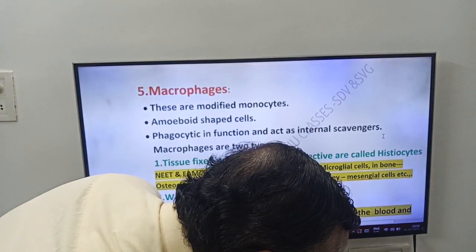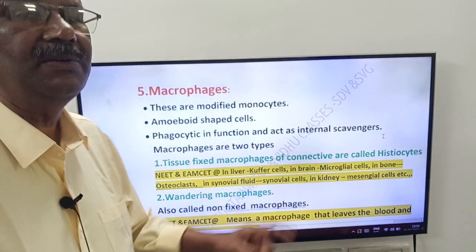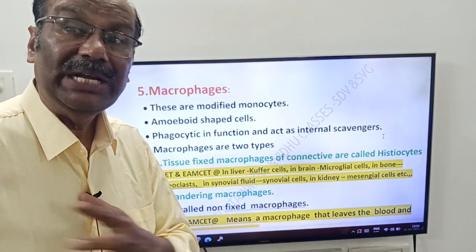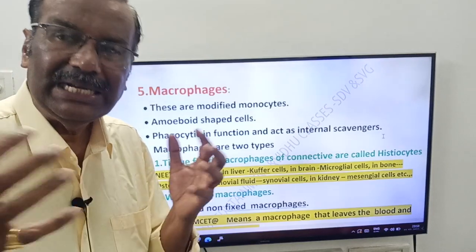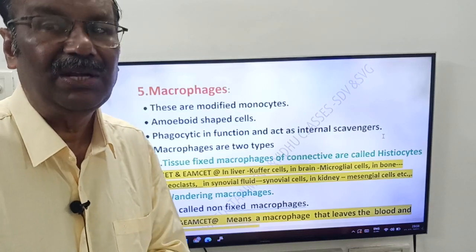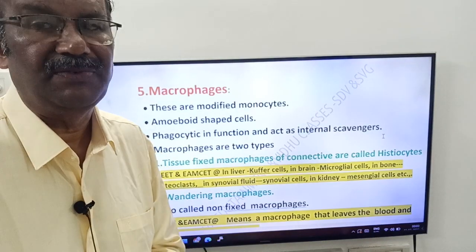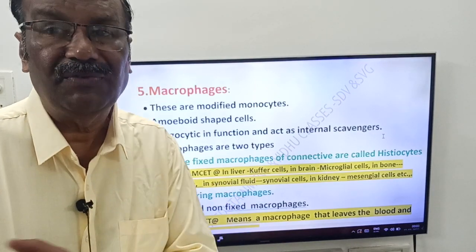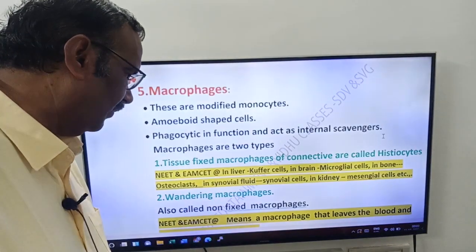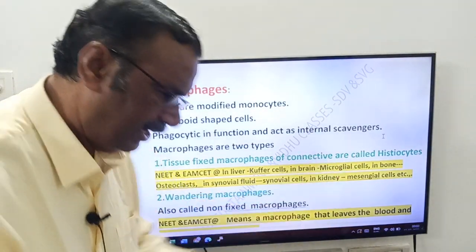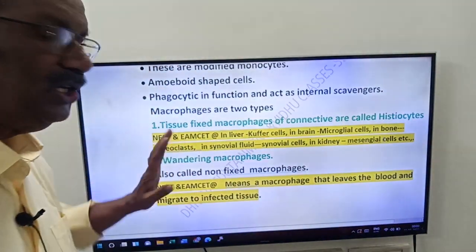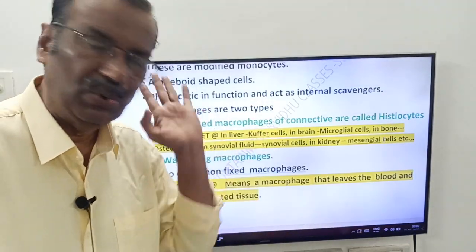Now come to wandering macrophages. Friends, what are wandering macrophages? Also called non-fixed macrophages. These wandering macrophages move from blood to infected areas, and they kill or engulf those microorganisms. So because of that, we call them wandering macrophages. Wandering, they move from one place to other place, whereas fixed macrophages won't move from one place to other place. Okay, friends. See, friends, for NEET and MCET, what is meant by wandering macrophages? Means a macrophage that leaves the blood and migrates to infected tissues. Please don't write this yellowish one in your IPE, friends. This is for NEET and MCET only.